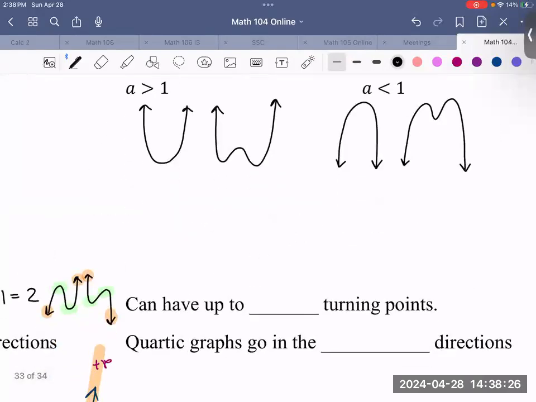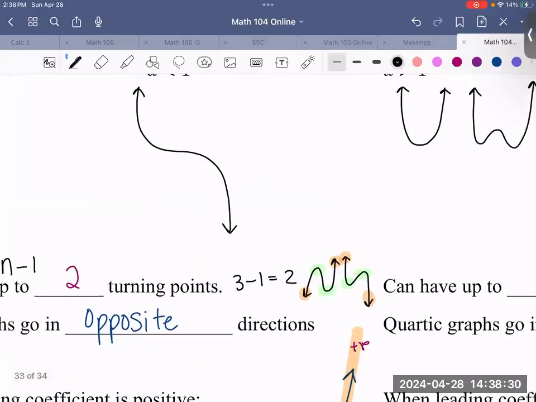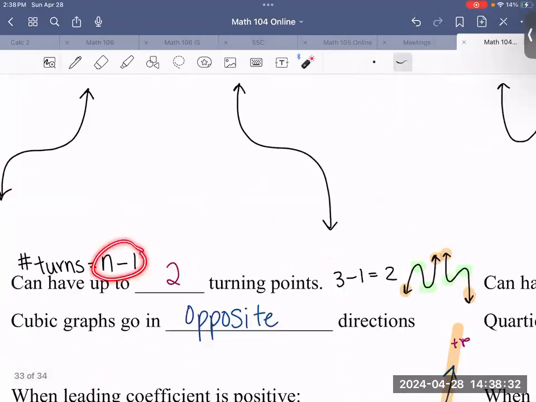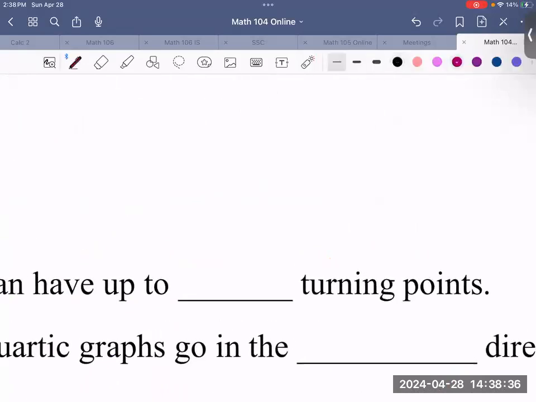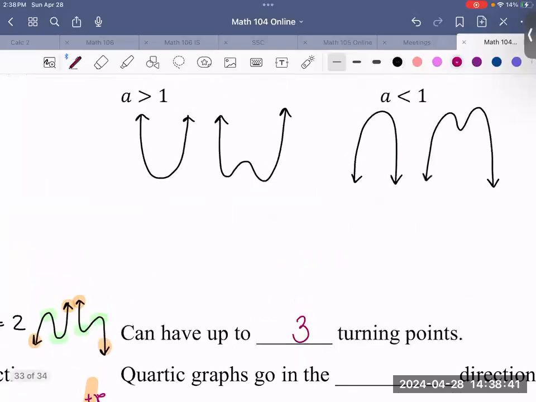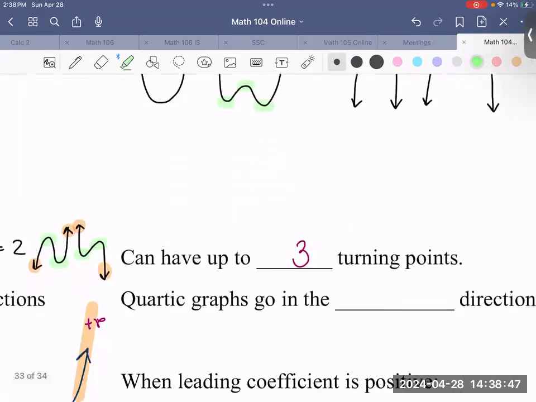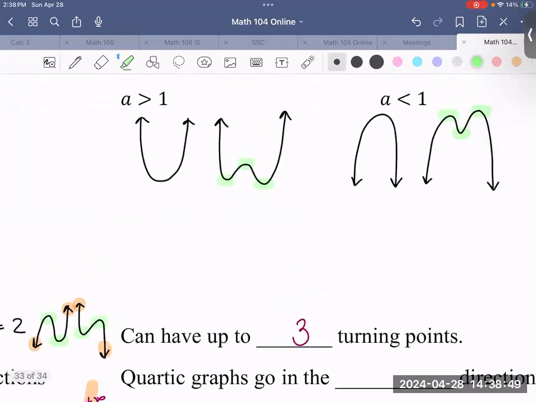So, how many turning points can we have? Well, if we take our degree and subtract 1, we can have 3 turning points. At most, 3 turning points. And you can see that here we can have at most 1, 2, 3, 1, 2, 3. And keep in mind that is at most. Notice here we only have 1, and that is okay.